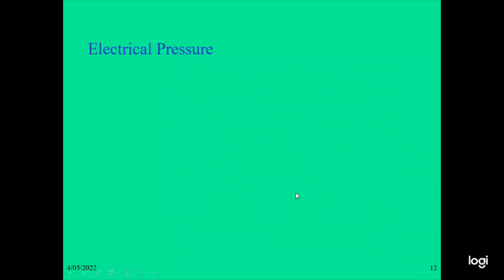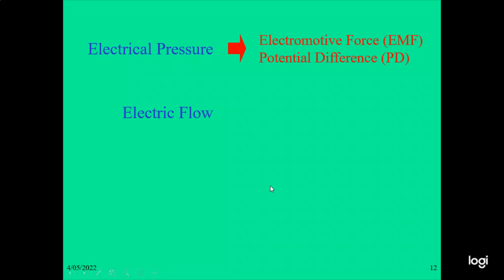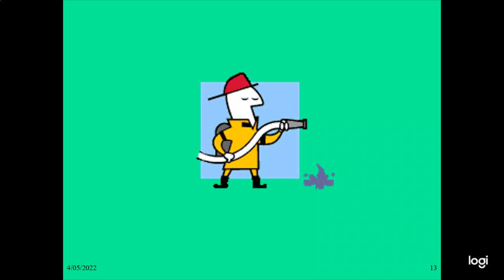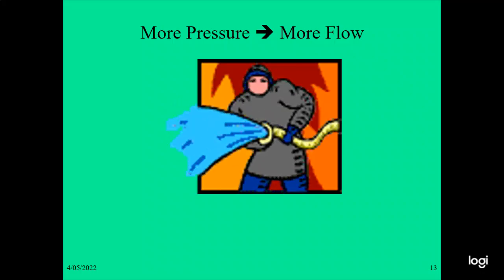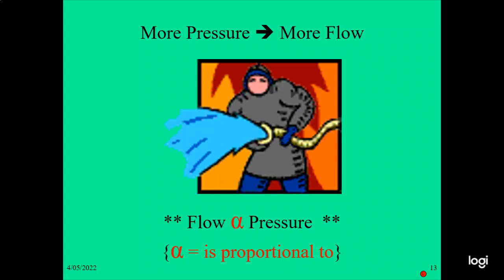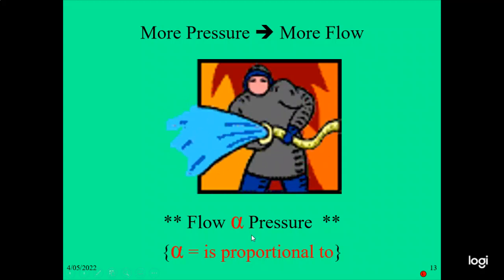Electrical pressure is the electromotive force, EMF, or the potential difference, PD. Electric current flow is the current I. Opposition to current is resistance R. Ease of flow is conductance. Low pressure, low flow. More pressure, more flow. So the flow is directly proportional to the pressure.